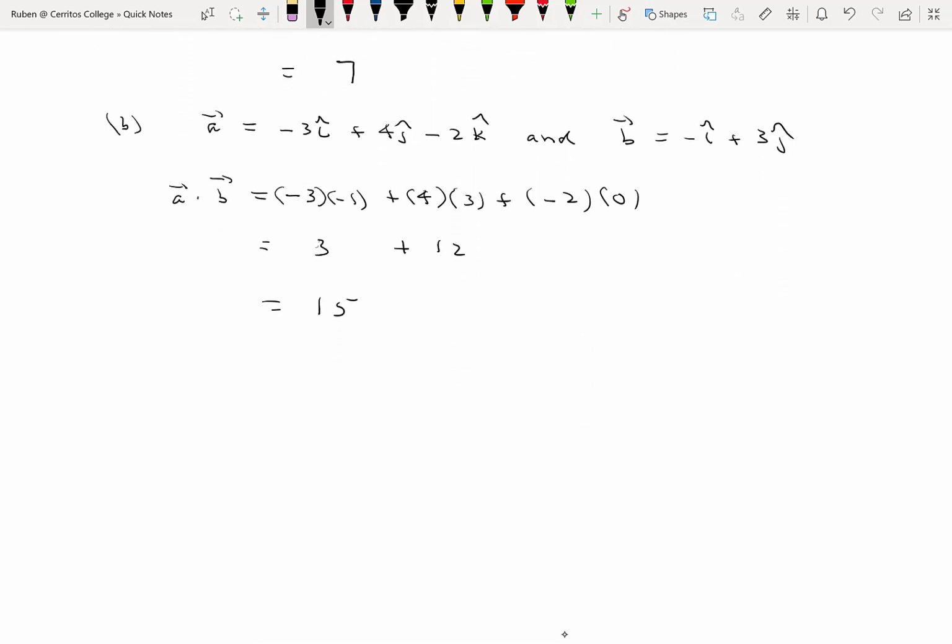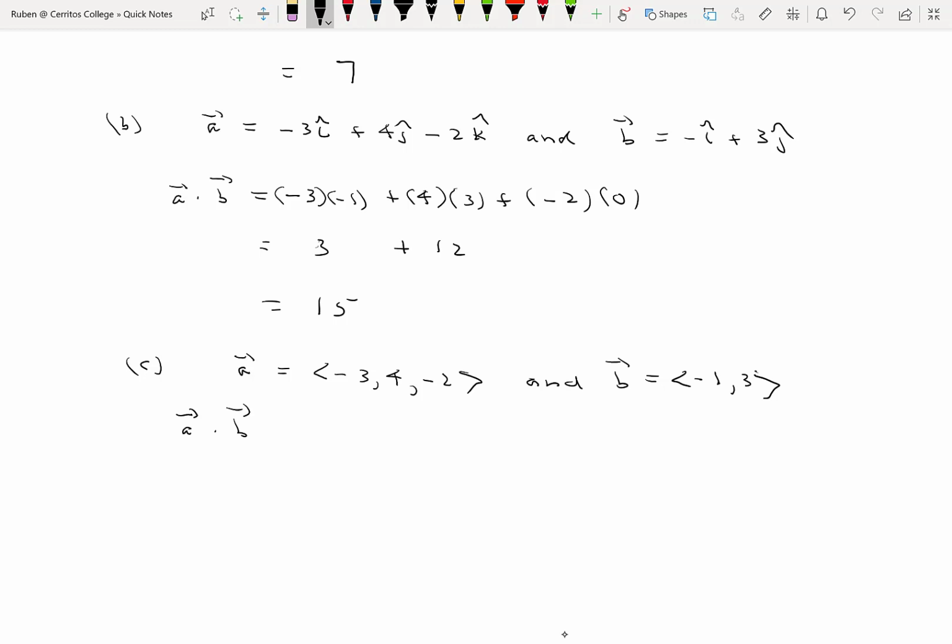Okay, I think we should look at one more. A is the vector whose components are 4, -3, and -2, the same A as above. And B is the vector whose components are -1 and 3. So if you can tell me right away, what is A dot B?